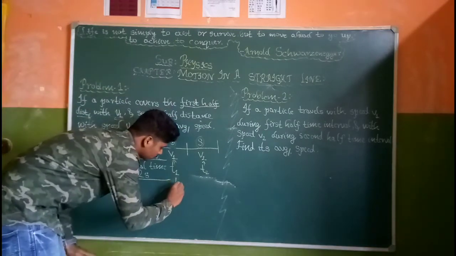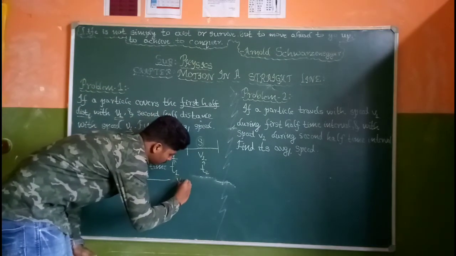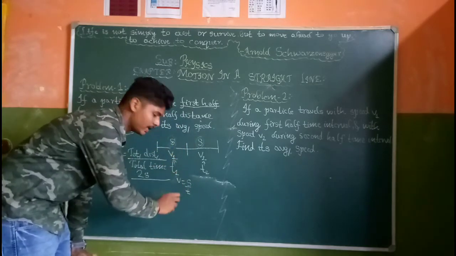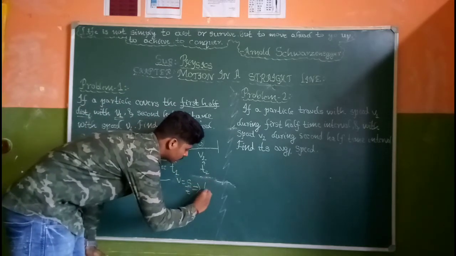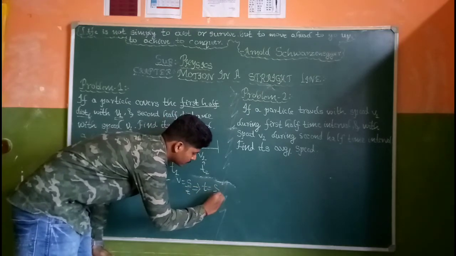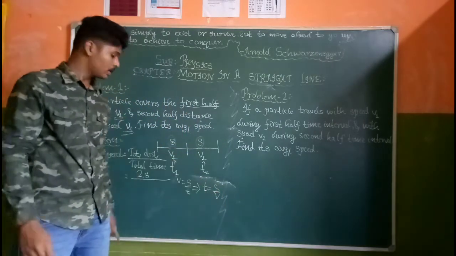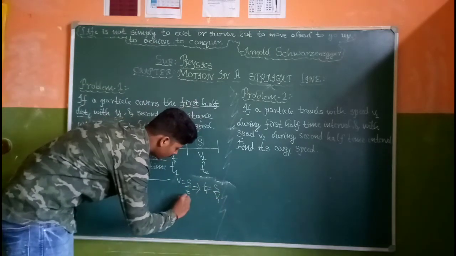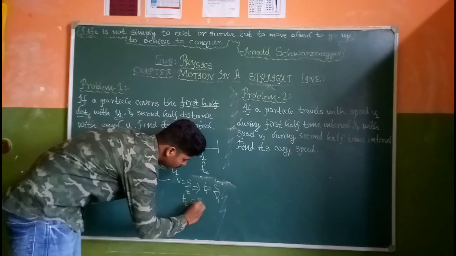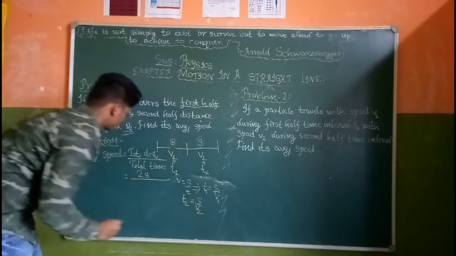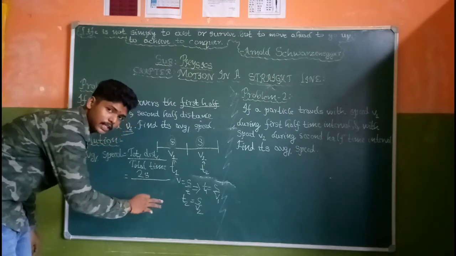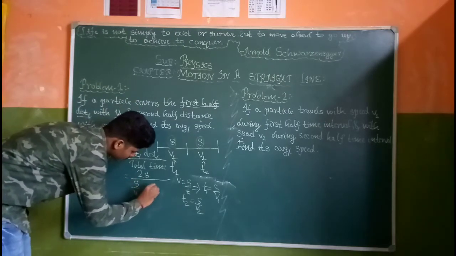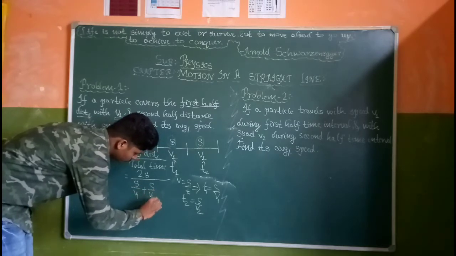So what is t1? You have this formula, right? v is equal to s by t. So what is t? t is equal to s by v. So in place of t1, you substitute s by v1, and in place of t2, you substitute s by v2. So 2s by t1 plus t2, that is s by v1 plus s by v2.